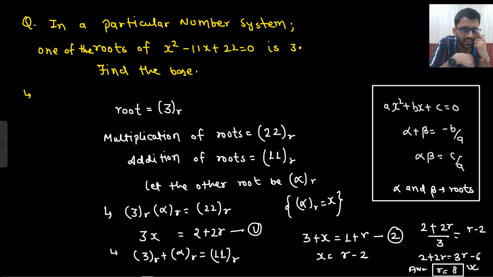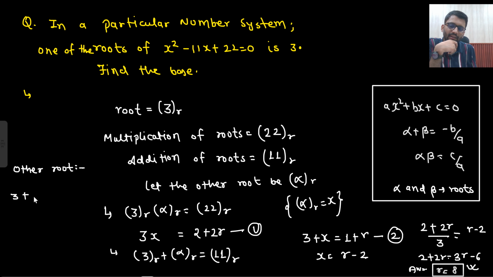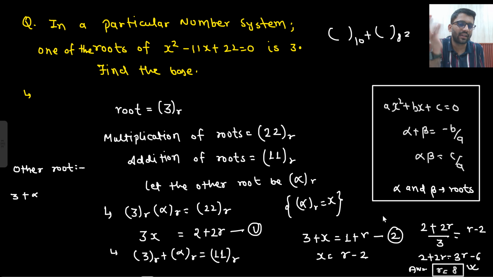Now if someone asks what was the other root? I am asking what was the other root. So here, 3 plus this x I need to find. Wait a second. If I have converted all these values, if I have converted 3 into base 10, then certainly I have to convert this alpha into base 10 as well. Then only I can perform the operation. If there is base 10 here and base 8 there, how can I perform the operation?